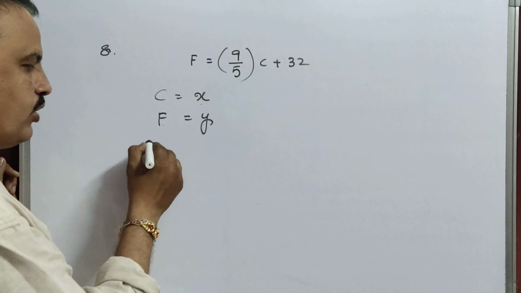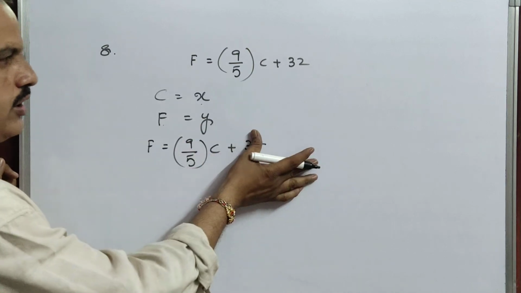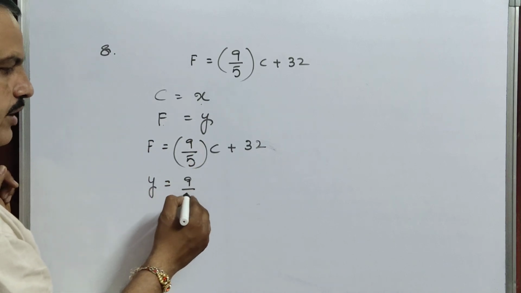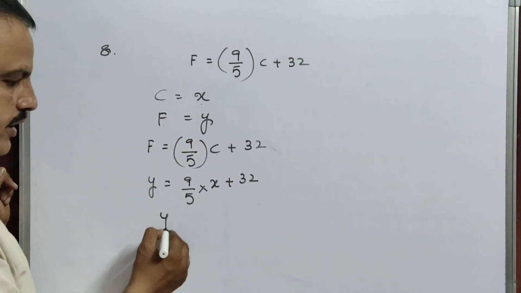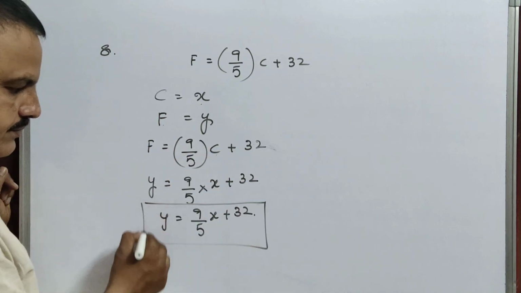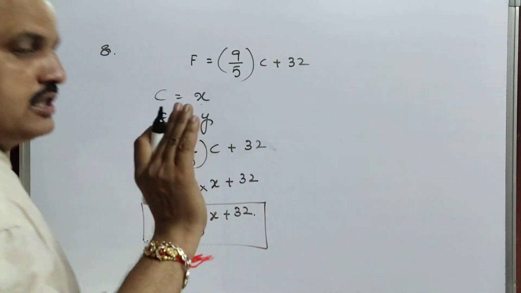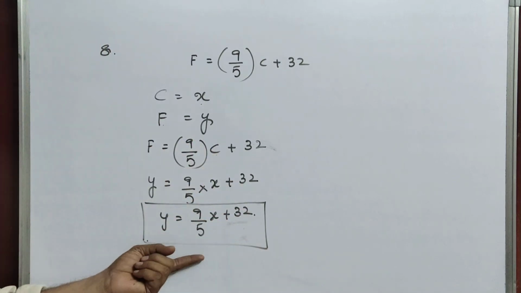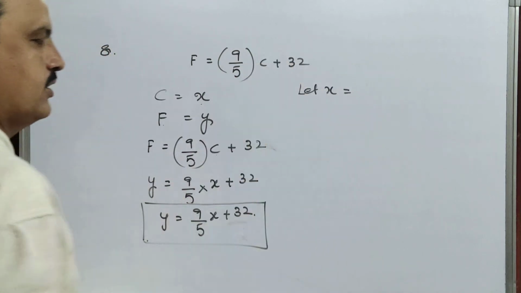Now coming to the equation, that is F equals 9/5 times C plus 32. Now F means what? y equals 9/5 times C, which means x, plus 32. That means y equals 9/5x plus 32. So you can leave the equation like this. Or if you still want to simplify it, children, I am telling you, write 1 here, but again you will get the same, so it is better to leave it here.